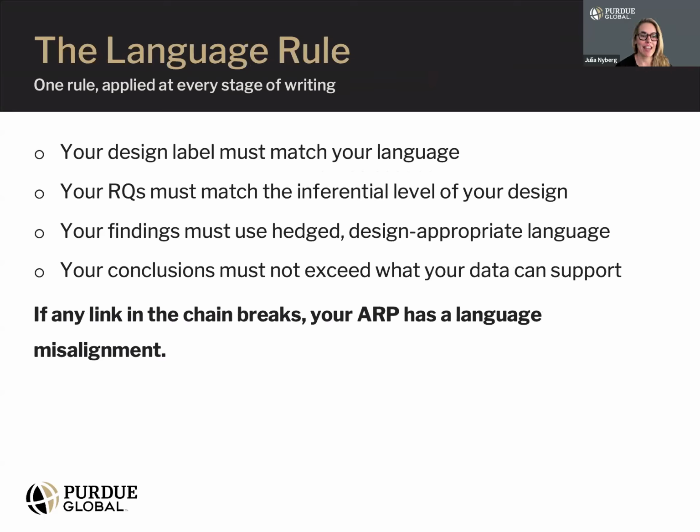Okay, here is a language rule for you. One rule, and you can apply this at every stage of your writing. It's simple to state. Your language must match what your design can actually show. 4 places to check it. Number 1, your design label. If you say correlational study, every subsequent word about findings must be correlational language.